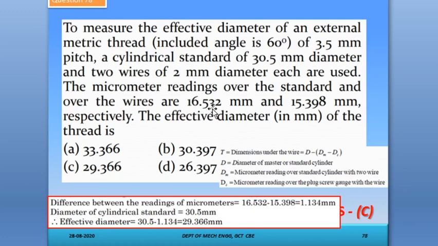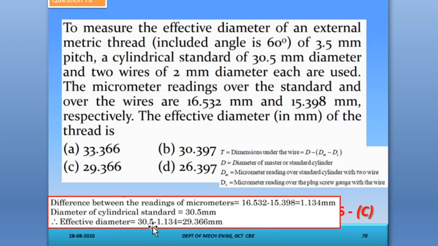This one is 16.532, and ds is the micrometer reading over the plug screw gauge with the wire, this one 15.398. It's the formula D minus dm minus ds. These two are micrometer readings using the master cylinder, and this one using the screw plug gauge. D is the diameter of the master cylinder.